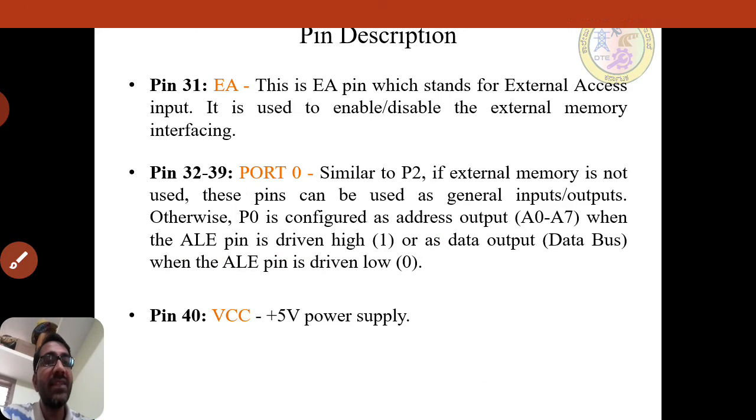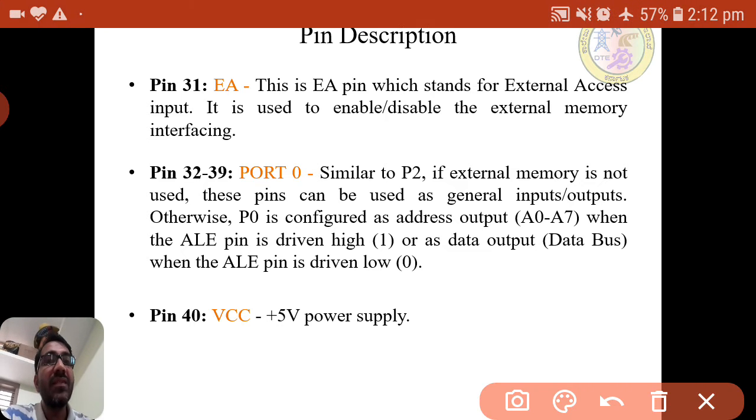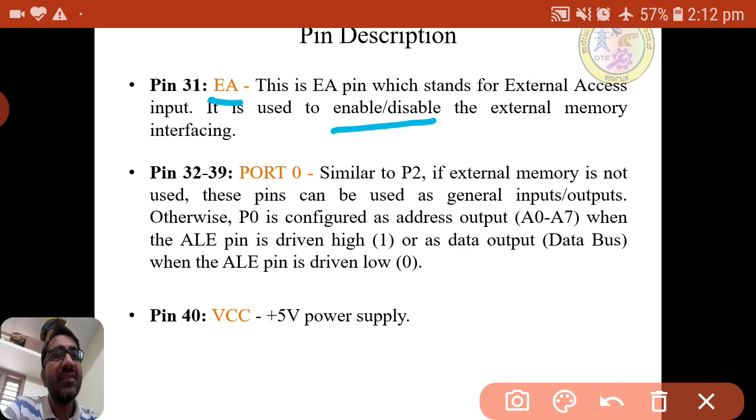So this is the ALE signal, and next is EA, that is external access. External access is an input for the microcontroller, and it will be enabled when we need to use the external memory. Suppose you want to use external memory, then this pin should be low.